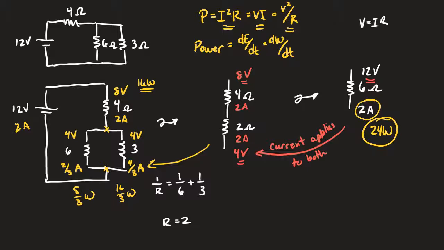Now, just so you know, when it comes to checking your work, 16 thirds watts plus 16 thirds watts plus 8 thirds watts is 24 watts. You can always check your work when it comes to resistor circuits. But be careful. There are a lot of students who think you can add up the voltages and they should equal 12. They won't. The power will equal the total, but the volts never will.